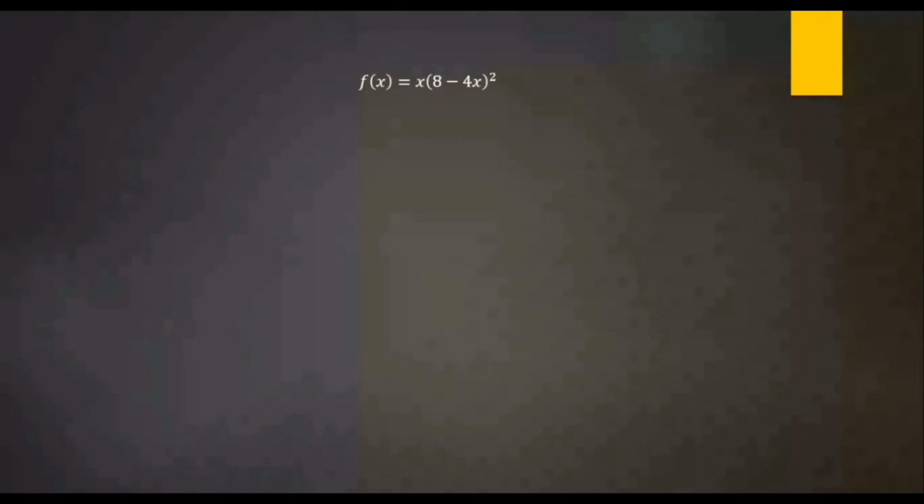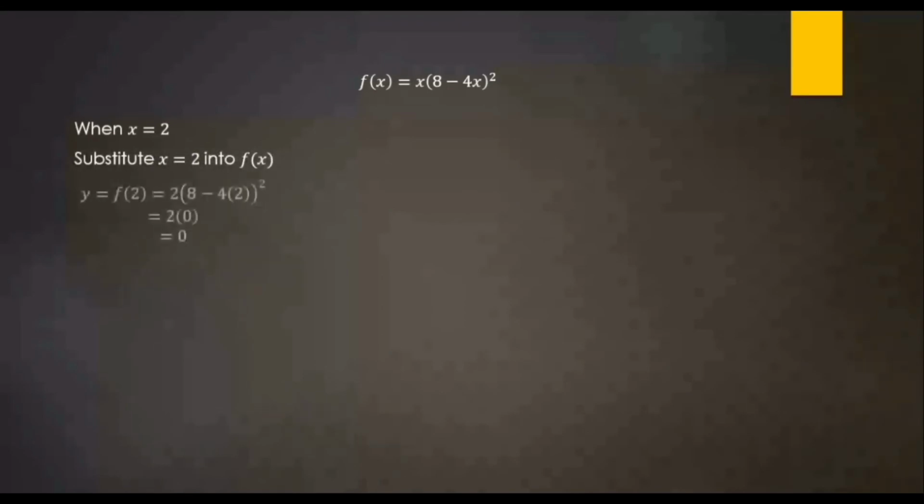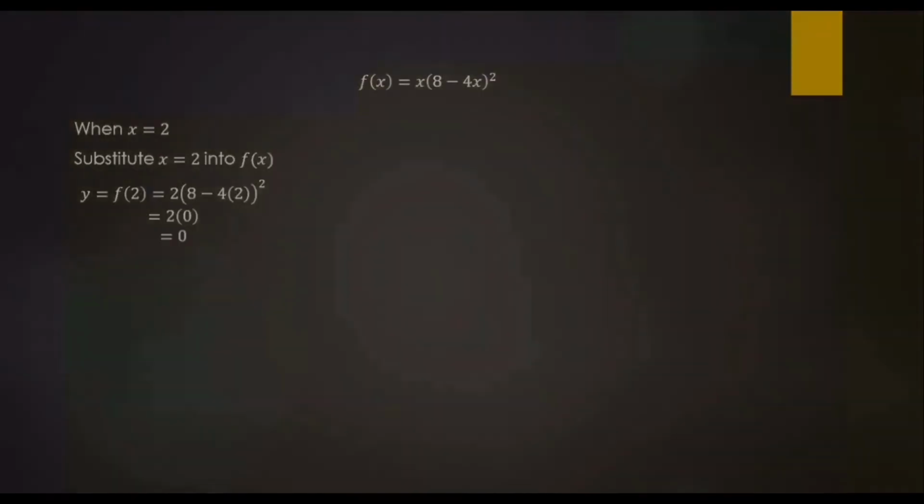From the slide before, we know that the factors for f x are x equals 2 and x equals 2 over 3. From there, we can determine the extremum points. How? First, when x equals 2, we can substitute 2 into f x. y equals f 2 equals 2 times 8 minus 4 times 2 squared. Therefore, 2 times 0 is 0.